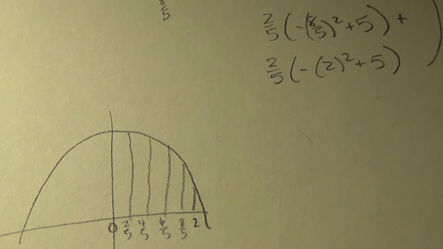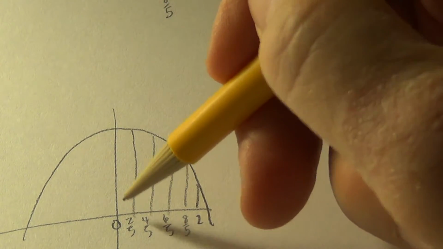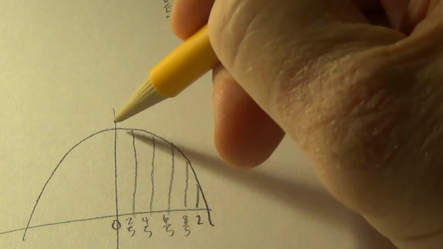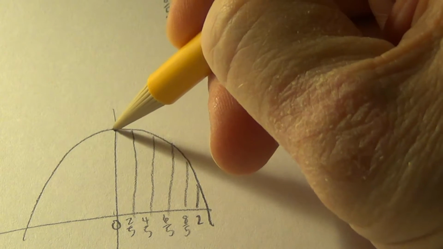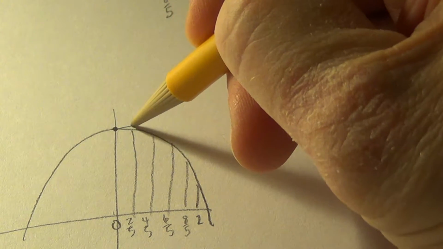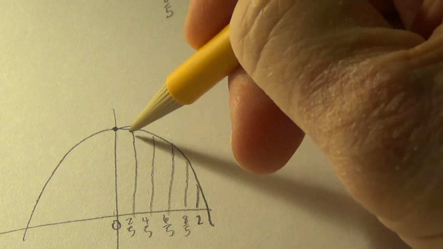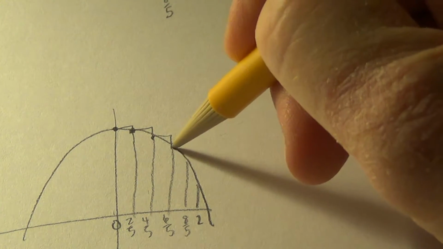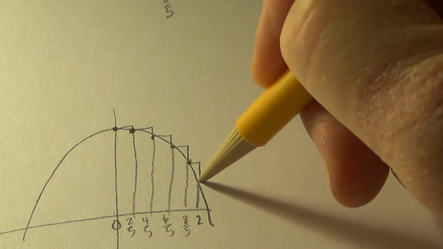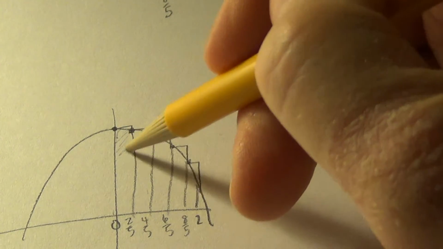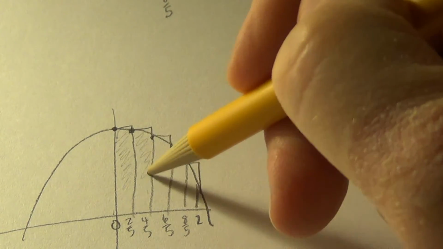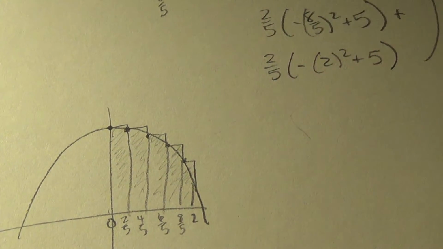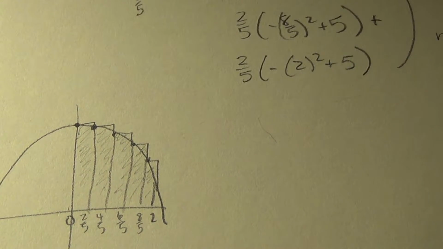So, this time I'm going to construct my rectangles by using the left side, and the left side of this box has a height that's there, and I'm going to go across like this, and then the next box, the left side is there, left side, left side, left side. So the calculations I'm going to make this time are going to be slightly higher than the true area under the curve. So what will that look like?